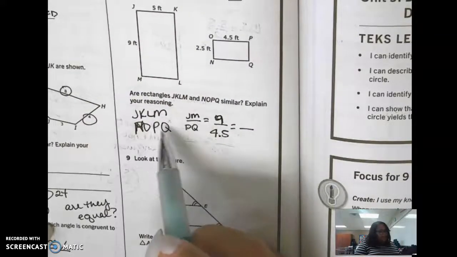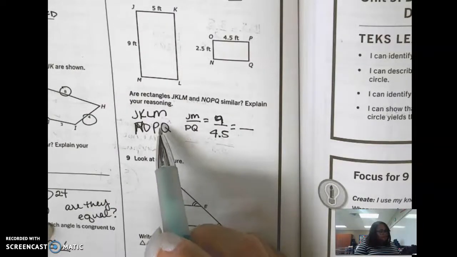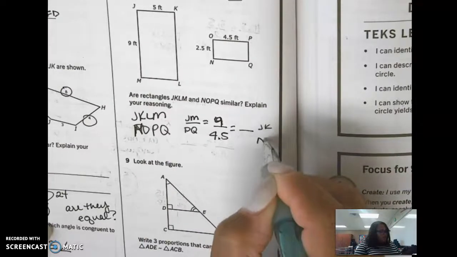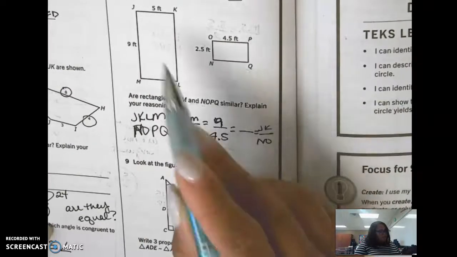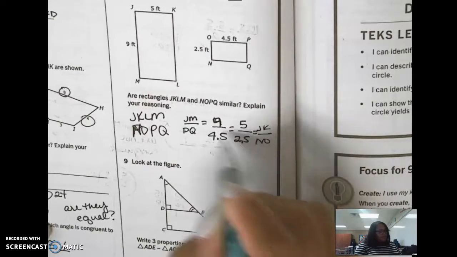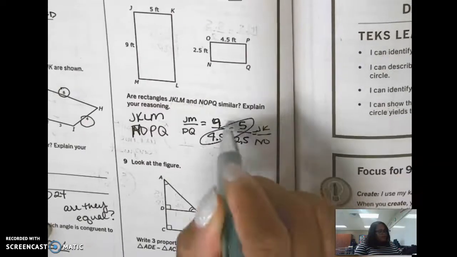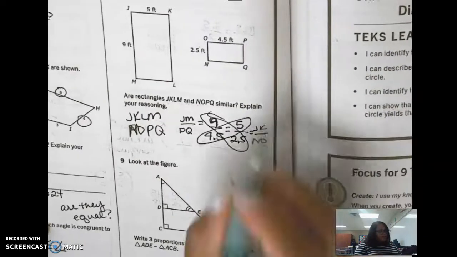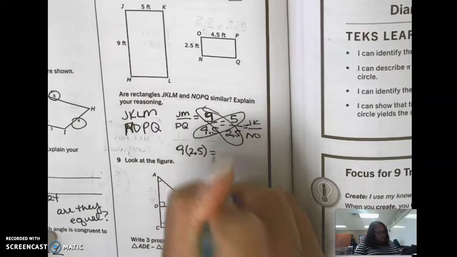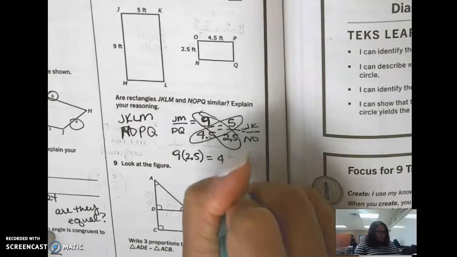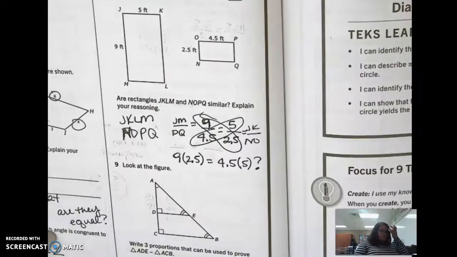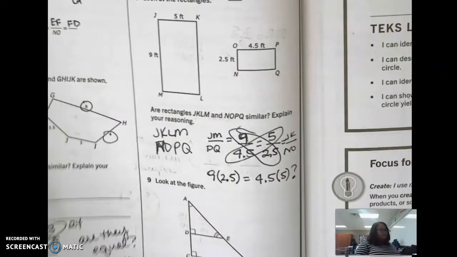Then let's take JK and NO. JK is 5 and NO is 2.5. Cross multiply. 5 times 4.5 and 9 times 2.5. Does 9 times 2.5 equal 4.5 times 5? Question mark. And we can skip this one on number 9.